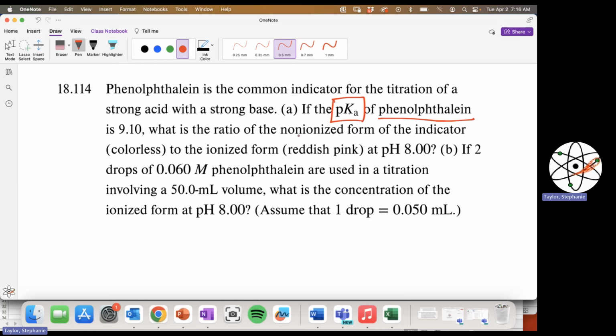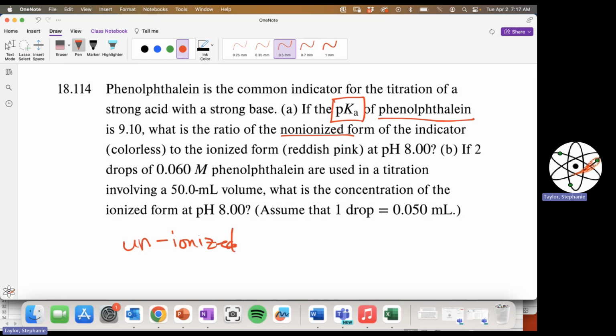Phenolphthalein is an indicator by itself. Then it's asking you for the ratio of non-ionized, which we sometimes also refer to as unionized, the other terminology you may very well see, form of the indicator to the ionized form at pH 8. This, and I know the person asked for B, I'm going to get there.